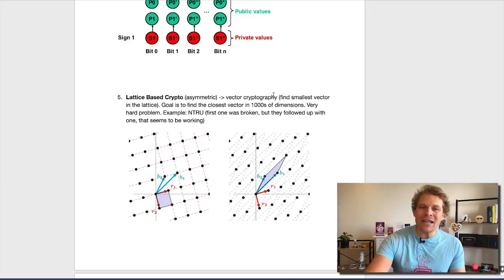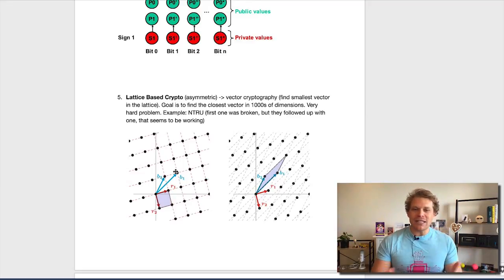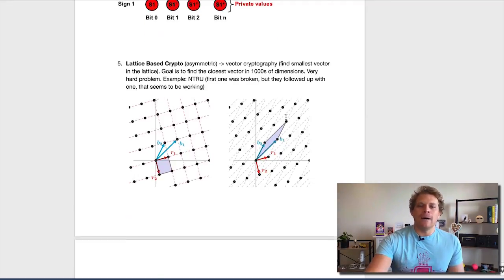One very interesting one is called lattice-based cryptography, which is obviously also asymmetric, and it's a vector cryptography. What you're trying to do in the lattice is to find the smallest vector from one point to the other point, and you don't only do this in two or three dimensions, you're actually trying to do this in thousands of dimensions. So it's a very, very, very difficult problem to solve. NTRU is an example of this. The first version of this was broken, however, but they followed up with one that seems to be working. Quite some interesting stuff from them online.